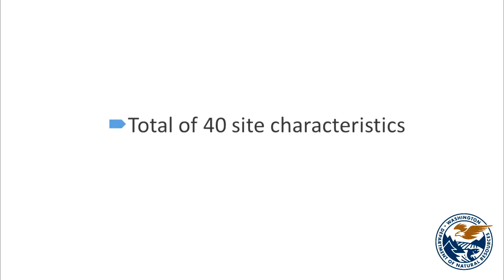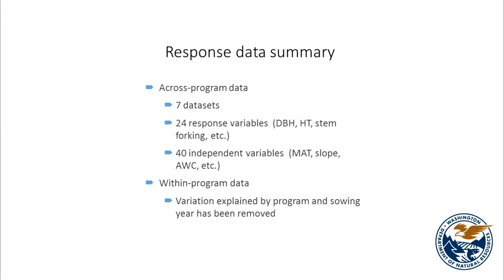And so we were looking at different periods of growth for diameter and height, and then we were also looking at stem forking and ramicorn branches. So we ended up with 7 different response data sets with 24 different response variables in them, and then our explanatory variables are site characteristics.